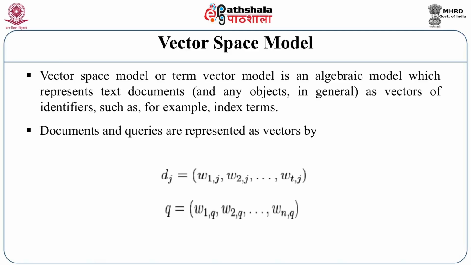If you look at the slide, you can get a glance of the vector expression for the document that is represented as dj, where suppose t number of words are there in that particular document, and those are represented as a t-dimensional vector. Suppose for a query there are n number of words in that particular query, so the query is represented as an n-dimensional vector of all the words present in the query.